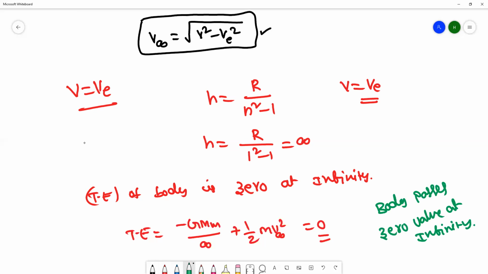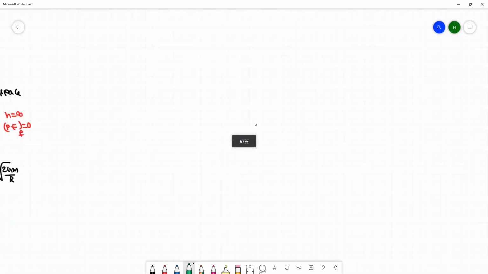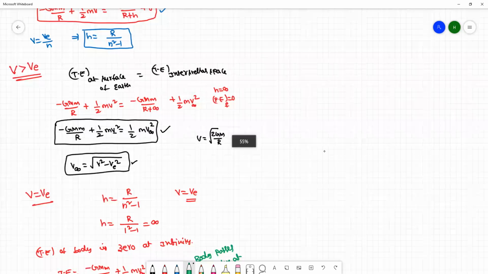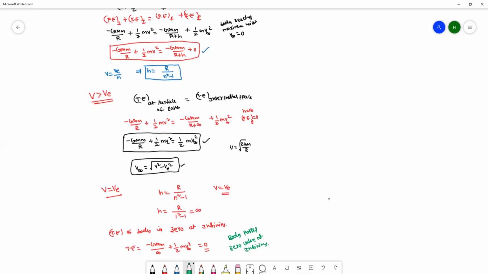Let's take a quick view of this. If we take the three conditions, v greater than ve, v less than ve, and v equal to ve. For v less than ve, h equals R divided by n square minus 1. No need for this, just go through initial potential energy and final potential energy. If we take v less than ve, it will reach the maximum height, so final kinetic energy will be 0. If v is greater than ve, the body reaches interstellar space, so height will be infinity, and you can take final potential energy as 0.